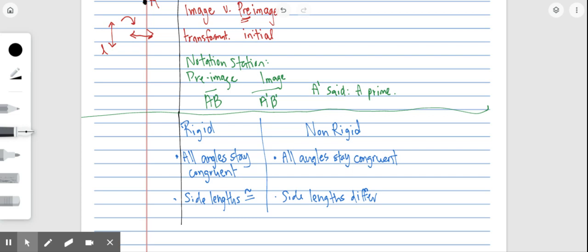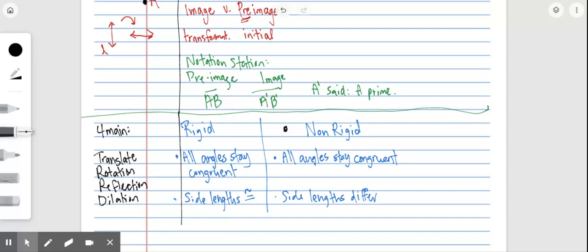Okay, so we left off talking about rigid and non-rigid transformations. Now, out of the four main transformations, I've got translations, I've got rotations, I've got reflections, and I've got dilations. Okay, out of those four main groups, you can probably already figure out which one is the non-rigid transformation, just using these two indicators.